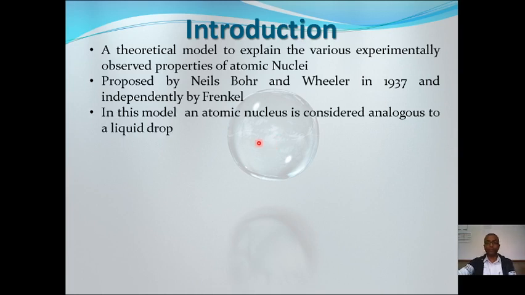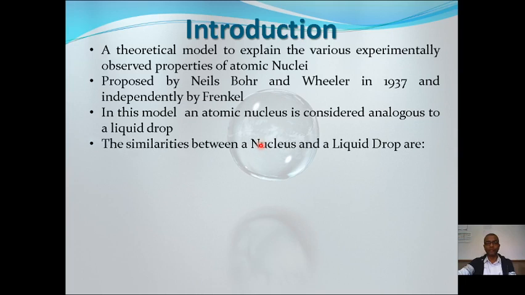So in this model, an atomic nucleus is considered to be analogous to a liquid drop. So here we are saying it is analogous to a liquid drop. We are not saying it is the same. It is similar to a liquid drop. So why do we consider an atomic nucleus to be analogous to a liquid drop? This is based on the following similarities between a nucleus and a liquid drop. So these similarities can be put down as below.